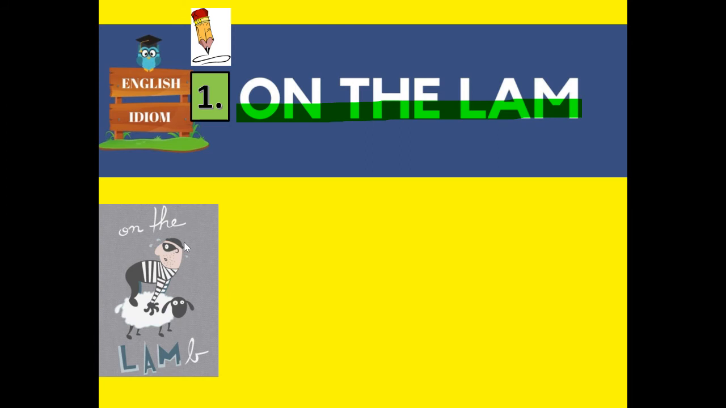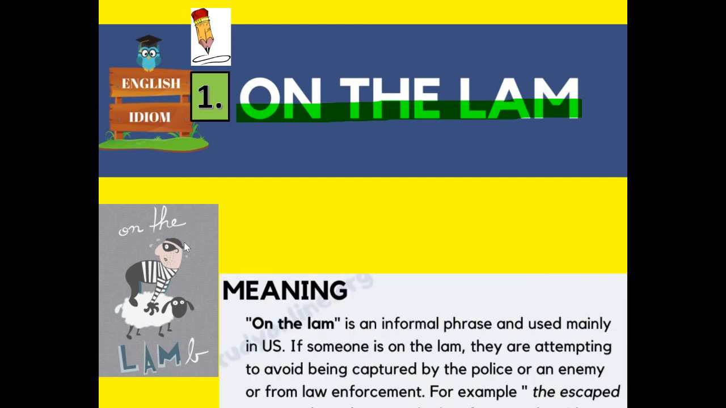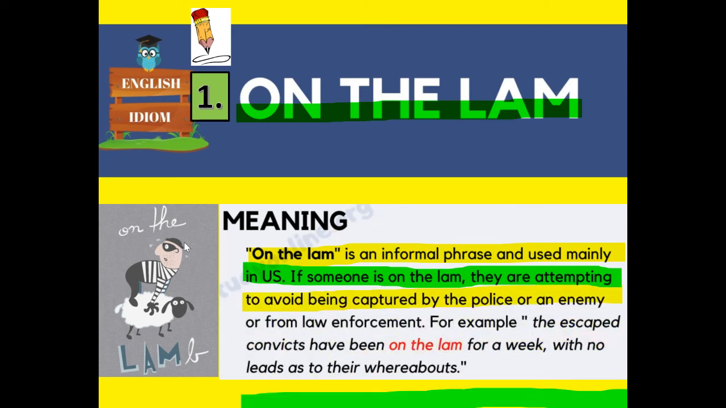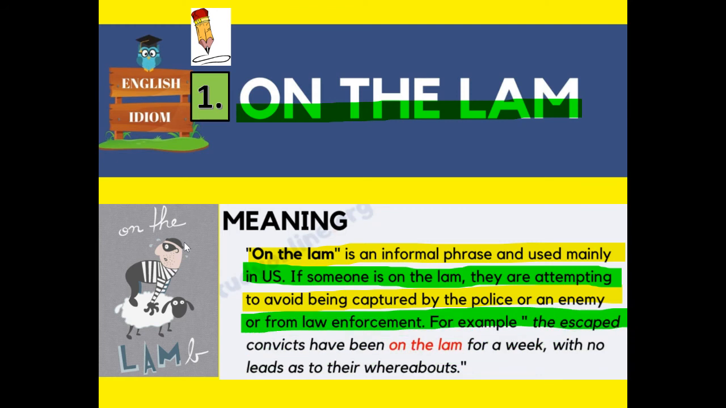A burglar or a bad guy is literally on a lamb, but here's the figurative meaning. On the lam is an informal phrase used mainly in the US. If someone is on the lam, they are attempting to avoid being captured by the police, an enemy, or law enforcement. For example, the escaped convicts have been on the lam for a week with no leads as to their whereabouts. On the lam. So write it.